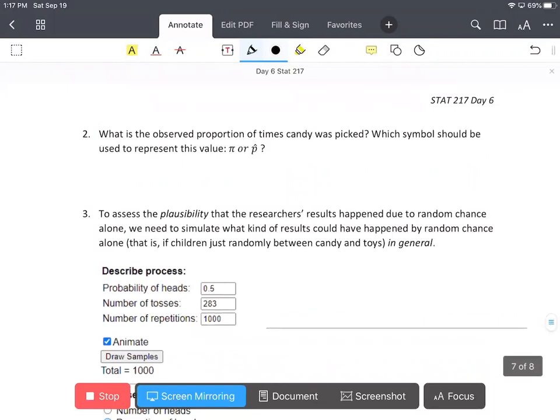So now we've written that out. We're going to continue on like we normally do. What's the observed proportion of times candy was picked, and which symbol should we use to represent this value? Hopefully at this point in the quarter, you're already saying, okay, well, we're looking at the sample, so we're going to be looking at our p-hat, our proportion, the number of times we chose candy over the total sample size, and that gives us 0.523.